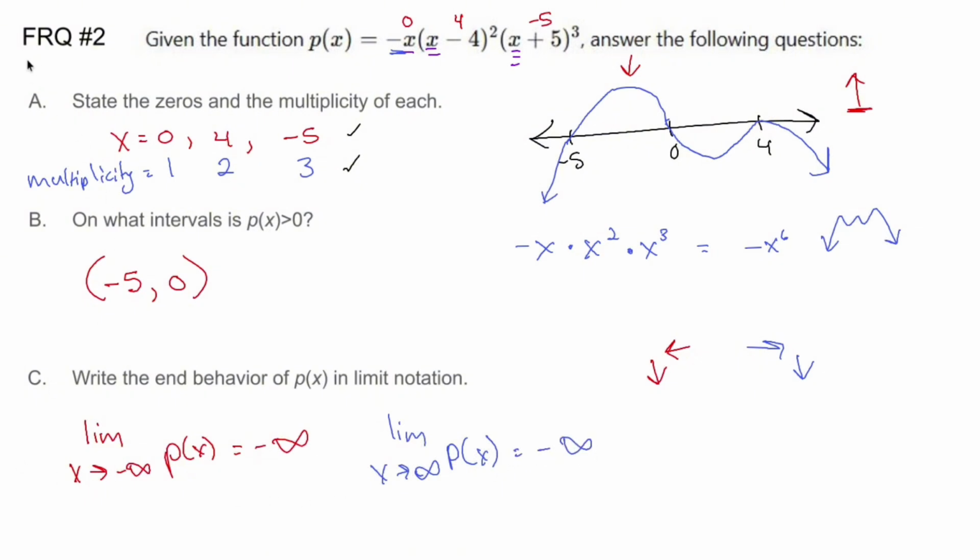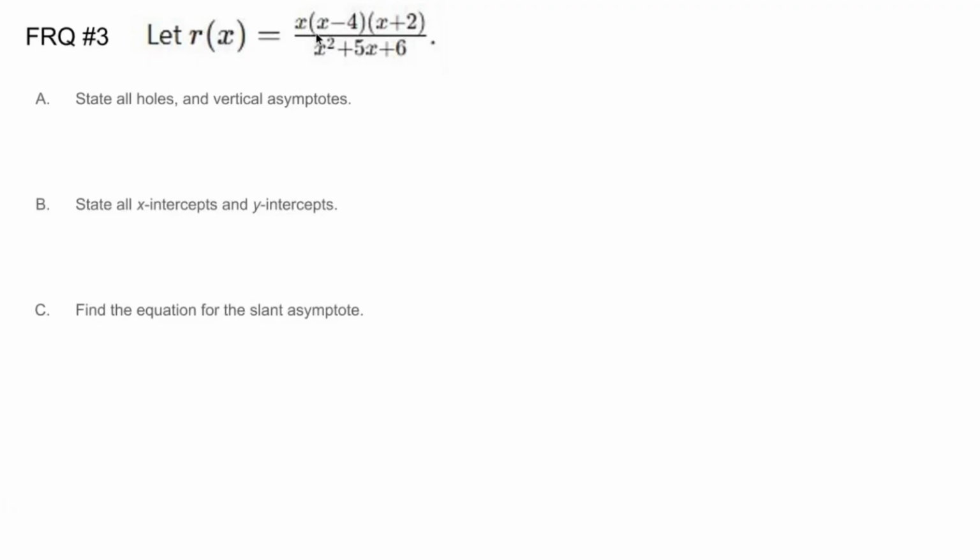Okay, so that's free response question number 2, all about polynomials. Let r of x equal x times the quantity x minus 4 times the quantity x plus 2 in the numerator and x squared plus 5x plus 6 in the denominator. State all holes and vertical asymptotes. I guess we're not worrying about zeros. Oh, I see why. I don't know why there's an Oxford comma there. I'm not going to complain. I'll just blame the person who made this problem.